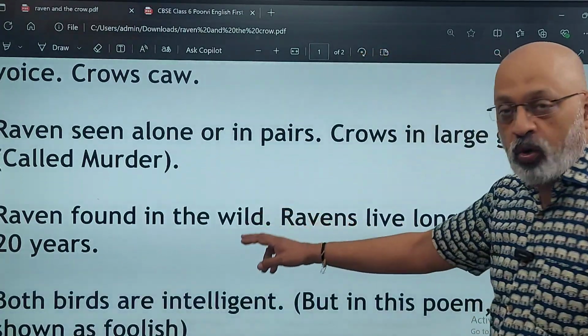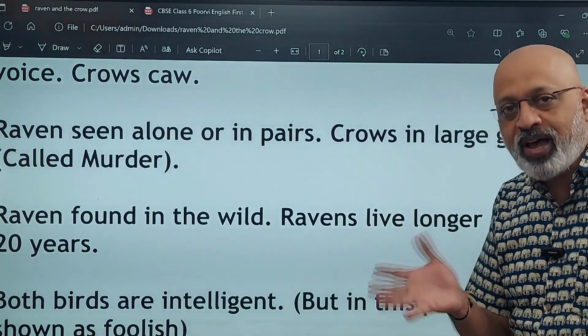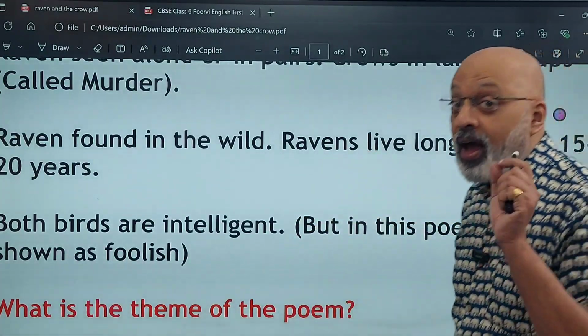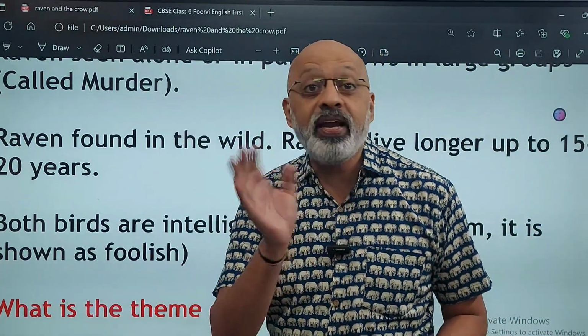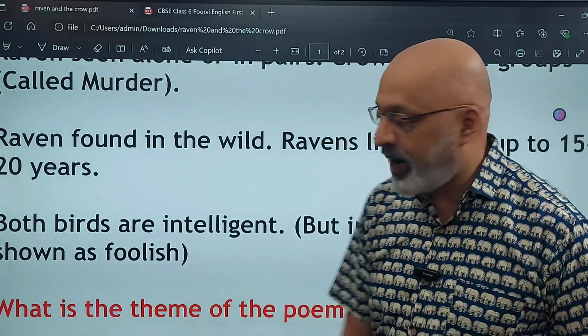The raven is found in the wild. While ravens live longer, up to 15 to 20 years, crows have a shorter lifespan. Both birds are intelligent. However, in this poem, the raven is not shown as an intelligent bird. It is shown as a slightly foolish kind of bird.